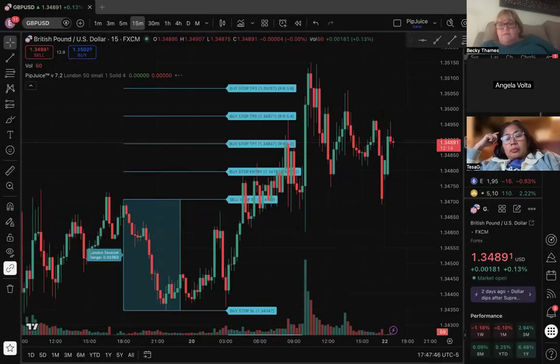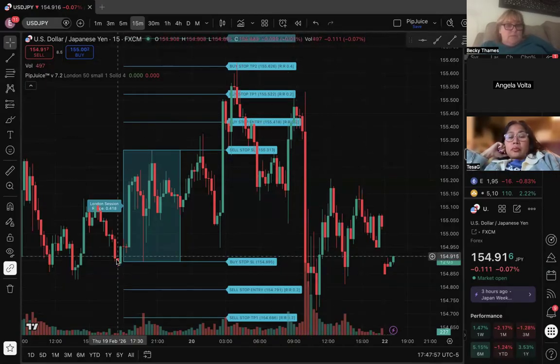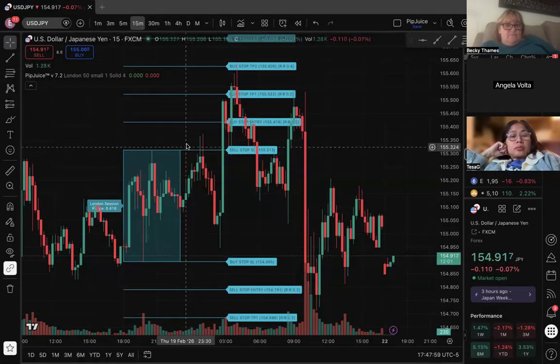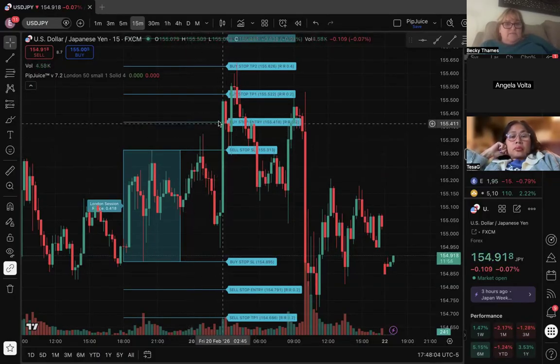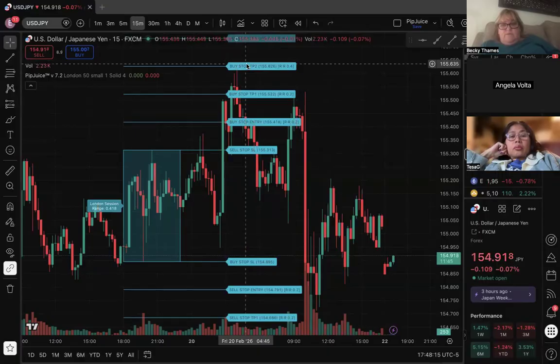Yeah, I don't think I took them, but literally all you have to do is click on here. This is USD JPY. Let's go back and see what happened. We came out of London, it activated the buy here. It went to TP1, TP2, and then it reversed and went down to the stop loss. So if you would have hit TP1, TP2, you would have been fine.